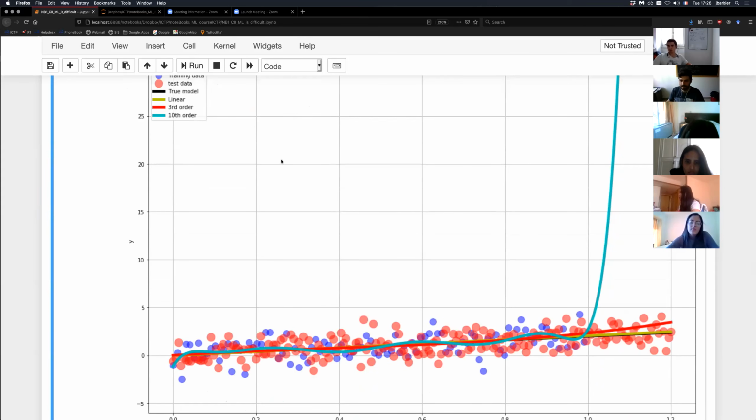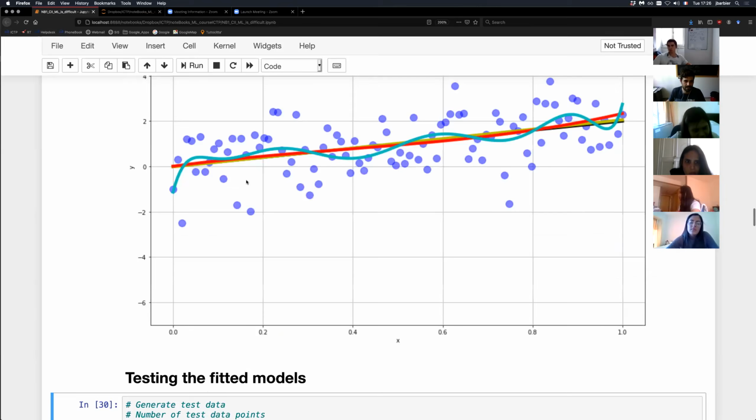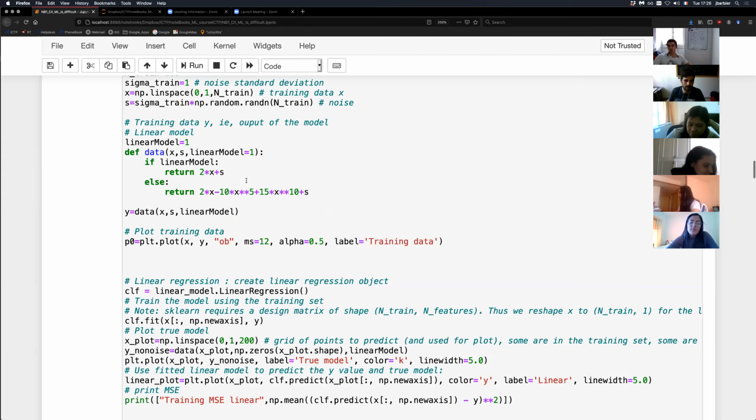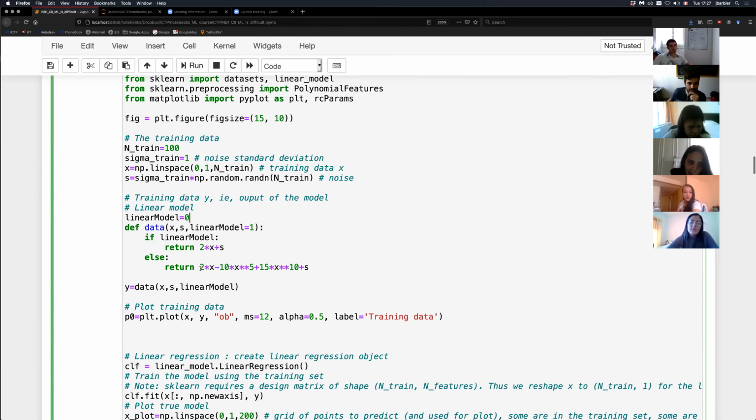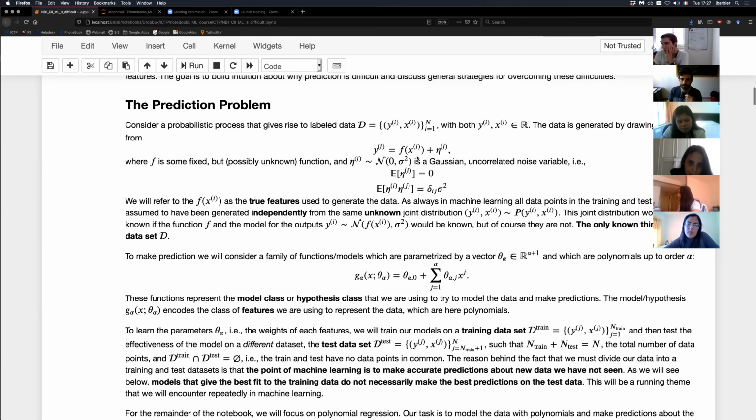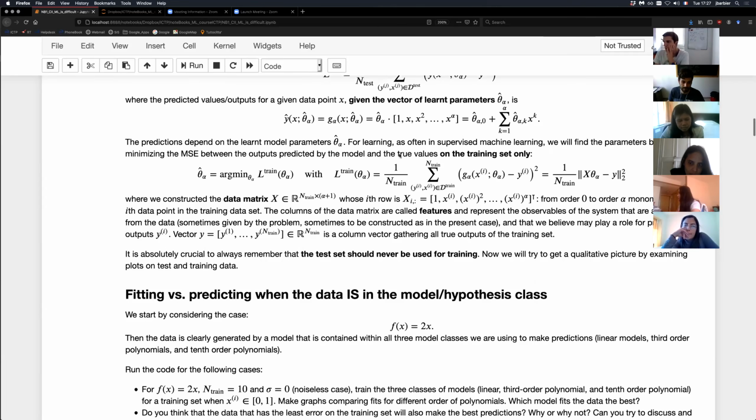Okay. Now let's make things a bit more interesting. Let's have the true model that generates the data be a 10th order polynomial. Actually, it is 2 times x minus 10 times x to the power 5 plus 15 x to the power 10. Okay, so this is the true relation connecting inputs and outputs up to the noise. This is the function f here, which is unknown, which we don't know as statisticians.